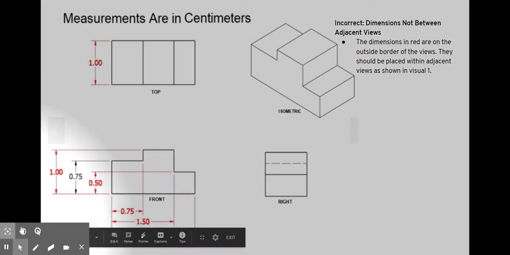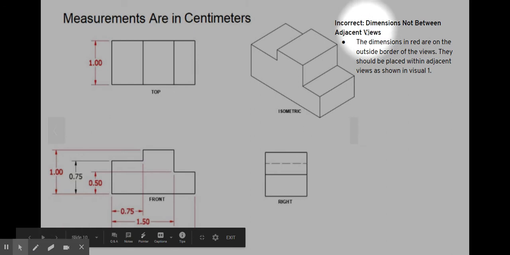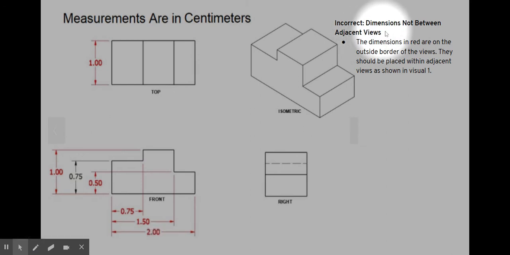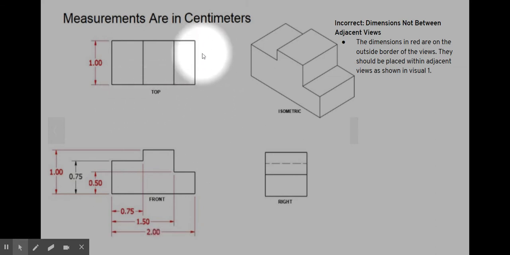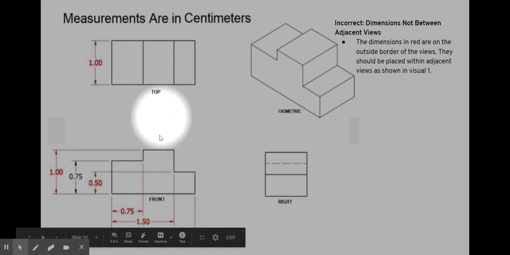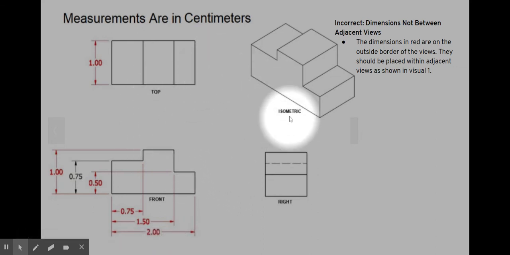In this next one here, we have dimensions between adjacent views. It says the dimensions in red are on the outside border of the views. They should be in the adjacent views. Well, what the heck does that mean? What that means is ideally all of our measurements would be in between two of the drawings. Ideally, this is where they should be if we're going to have them. They should be in between two drawings. Problem is this one's on the outside. It should be over here.